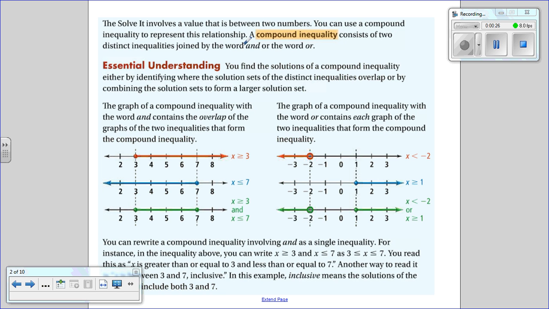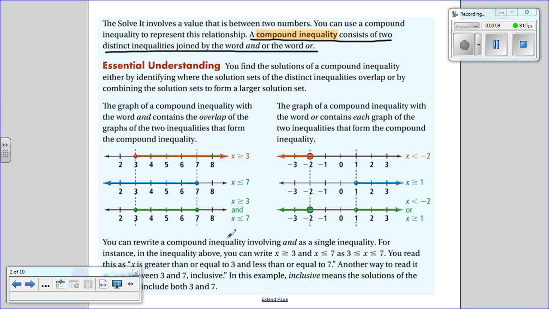On this page, I would suggest that you write this part, and then any of this that you feel necessary. If you don't feel like you need this picture and you understand it without it, that's fine. If you feel like you need it, I would definitely pause the video and write it. So here's what this says. A compound inequality consists of two distinct inequalities joined together by the word "and" or the word "or." So we're going to show you two separate examples, okay?